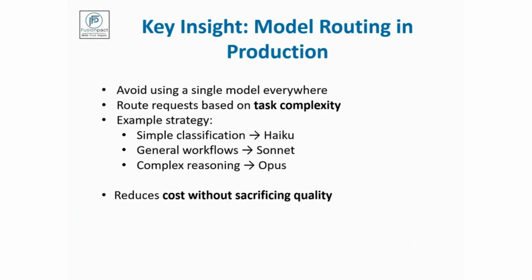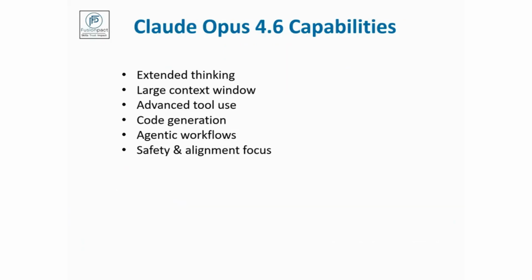Key insight: model routing in production. Avoid using a single model everywhere. Route requests based on task complexity. An example strategy is: simple classification is handled by Haiku, general workflows by Sonnet, and complex reasoning by Opus. This reduces cost without sacrificing quality.